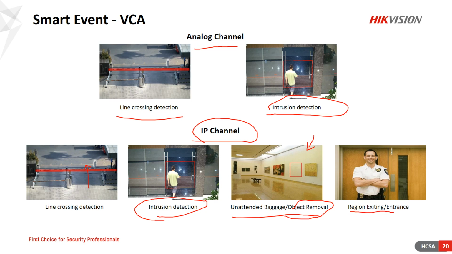And region entrance and region exiting means this is like a region. For example, it is for the prisoners, for the criminal. So if someone gets out, it will be detected by the camera. Or if someone goes in, it will also be detected by the camera. This is the region entrance and exiting.